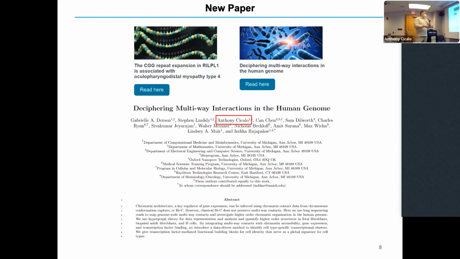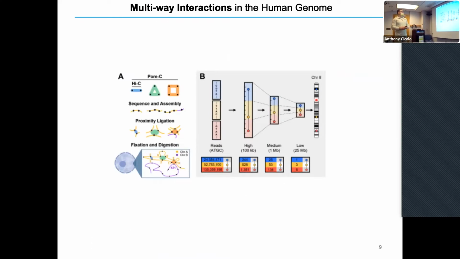I will be using this paper, Deciphering Multi-Way Interactions in the Human Genome, which we've just submitted to Nature Communications and is on bioRxiv right now, to explain the way that we are visualizing these multi-way interactions from Pore-C data. I just want to note that this paper was featured on Oxford Nanopore's webpage last week. So this is a figure from the paper.